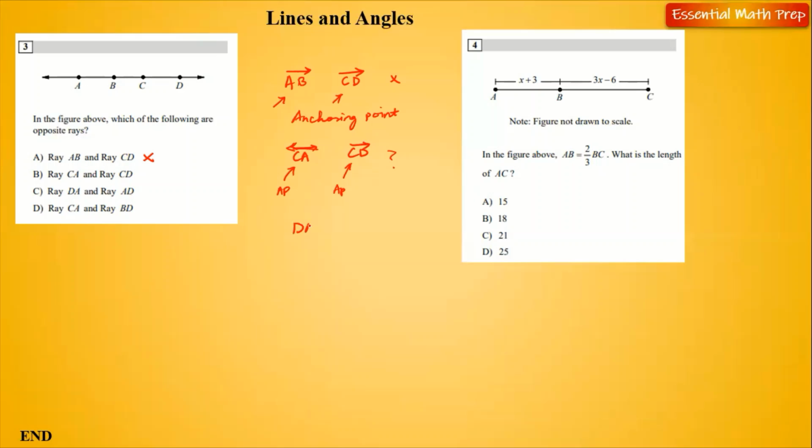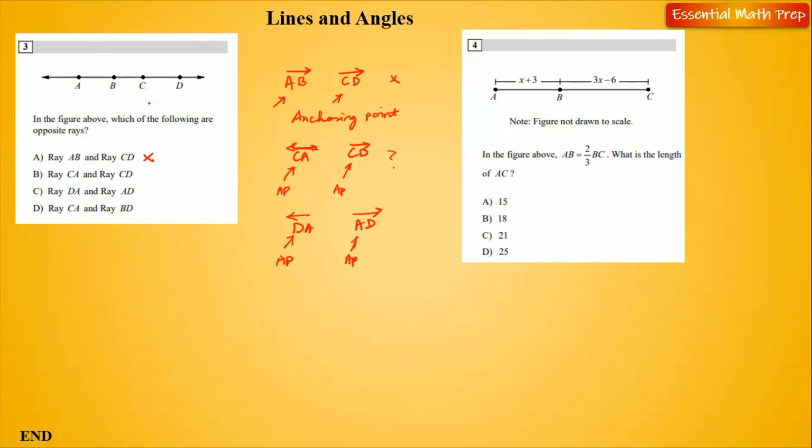We have DA and AD. As I said, your anchoring points should be the same. DA means your anchoring point is D, and A means you're heading in this direction, towards A, just like how we did CA. So AD means A is the anchoring point, and you're heading towards D. Well, DA and AD share all the points.